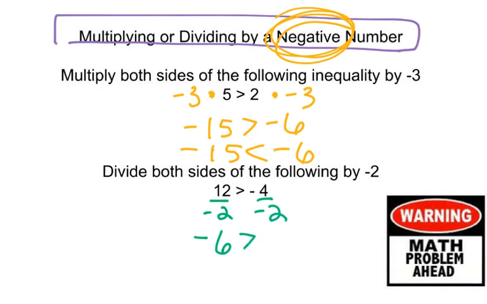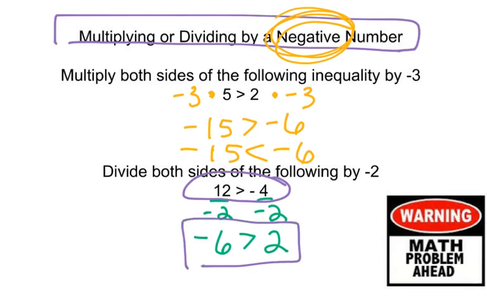It's greater than negative 4 divided by negative 2 is positive 2. Now we know that having $12 is better than owing $4. That's what a -4 would represent. But then we are saying here that owing $6 is better than having $2, and we know that's not true. But again, we can make the inequality true by simply flipping the inequality sign.